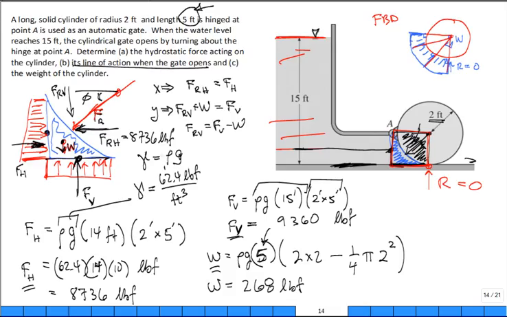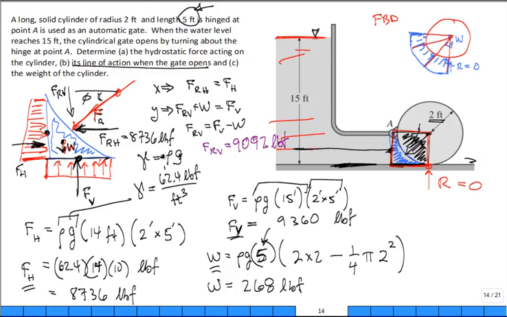So now that I have the weight, can you calculate FRV for me, which is FV minus W? So 9360 minus 268. So it's 9,092. Got it. Thank you very much.